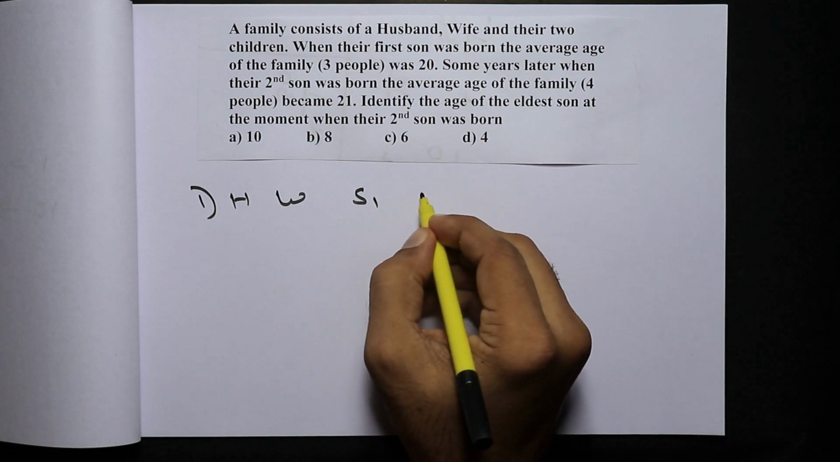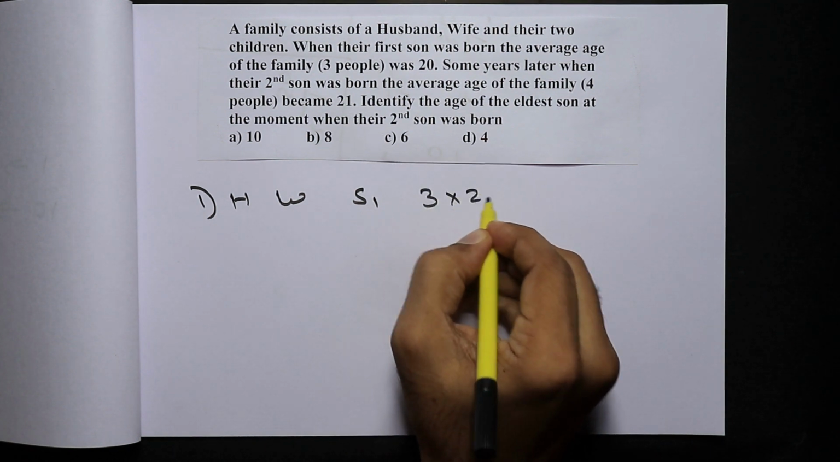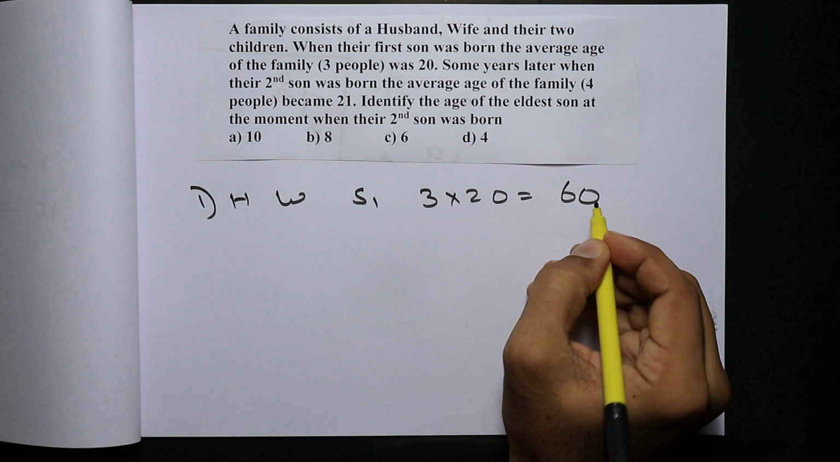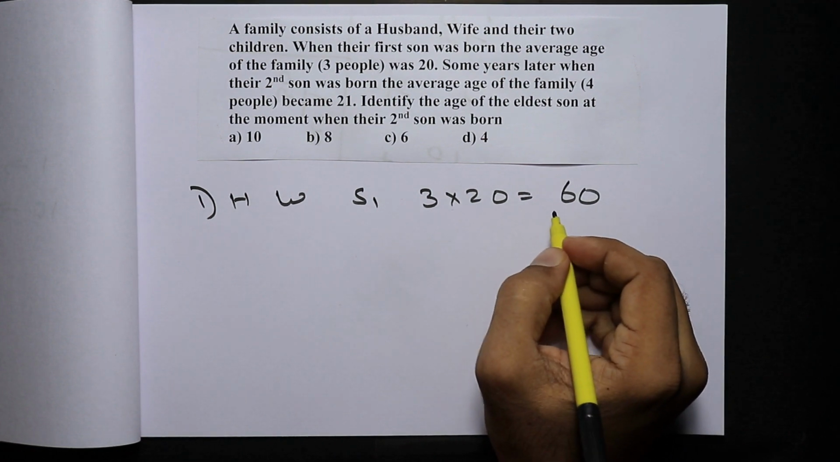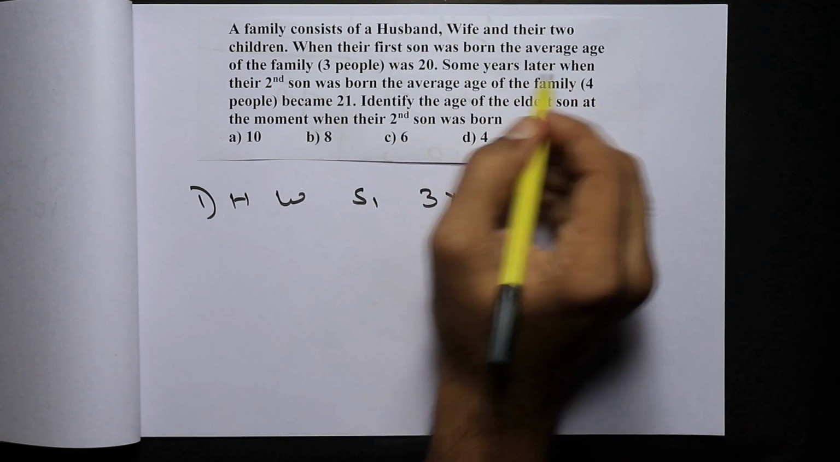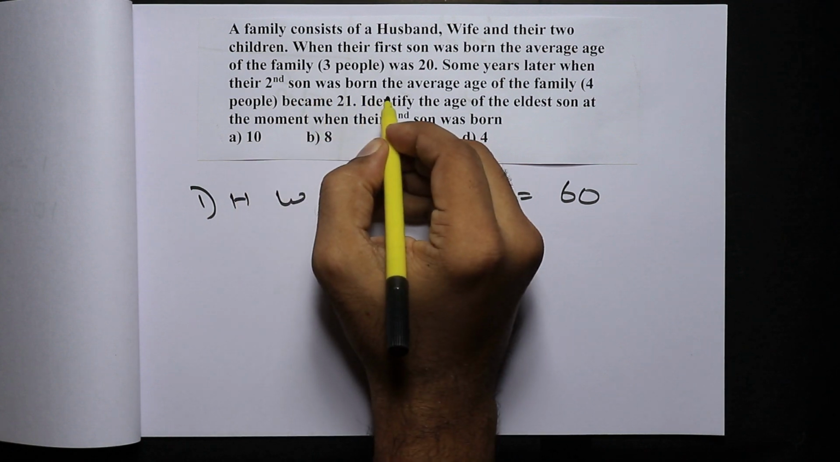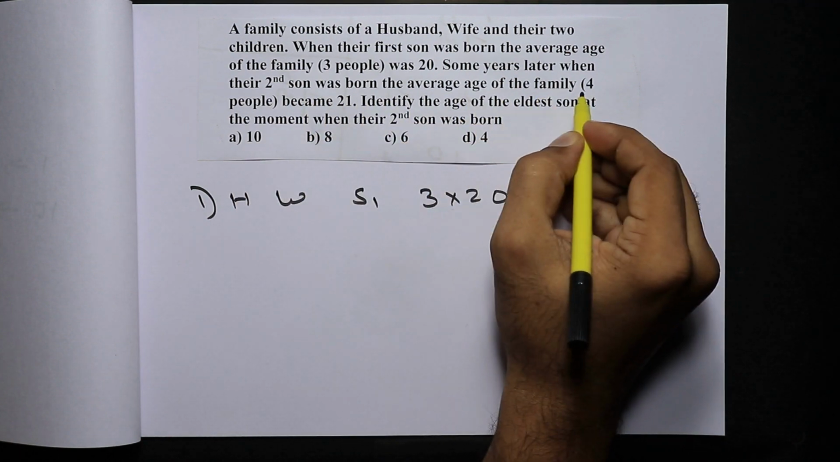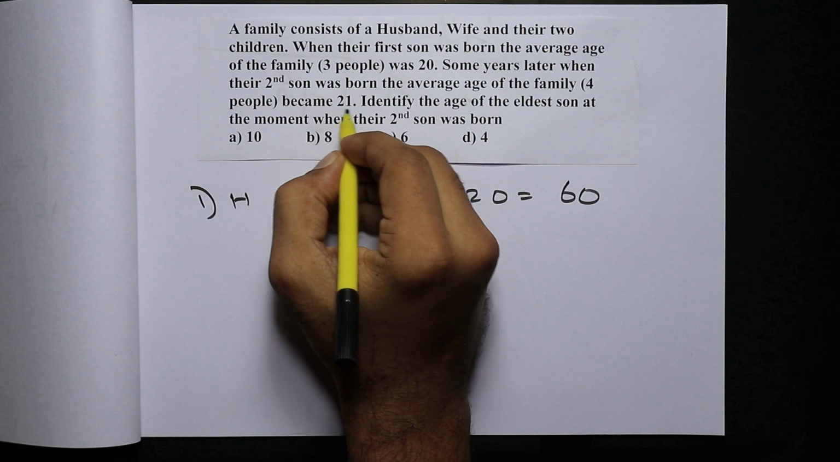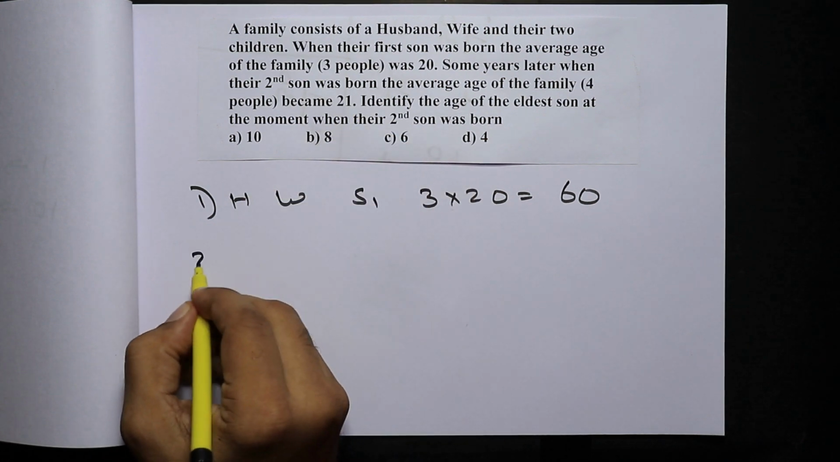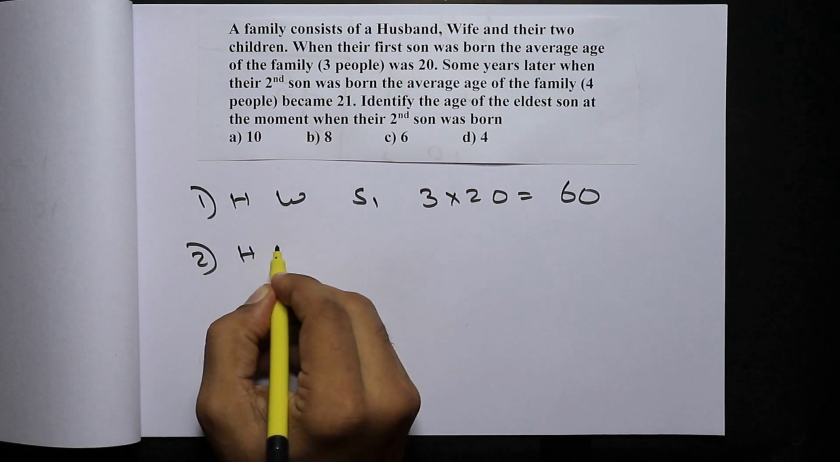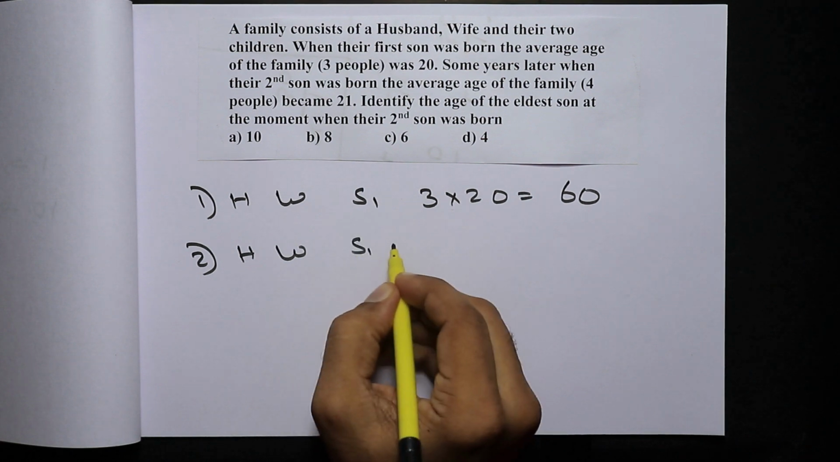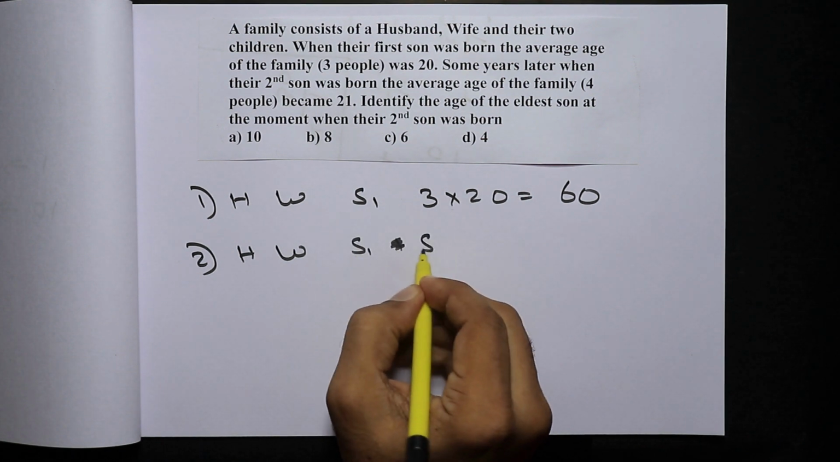So let us calculate the total sum. 3 people into their average 20. So their total age is 60. Some years later, when their second son was born, the average age of the family, now we have 4 people, became 21. So when their second son was born, you have husband, wife, S1 and S2 also.